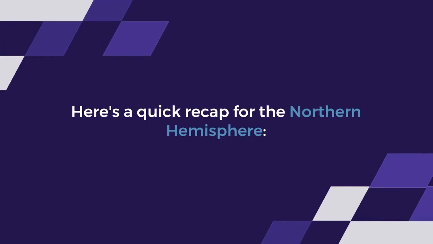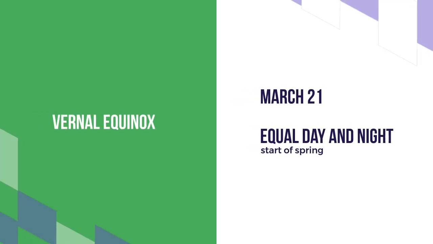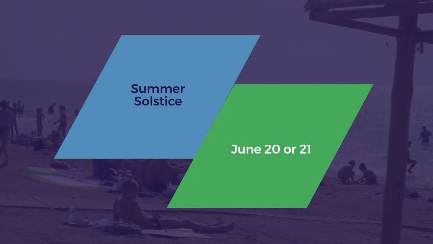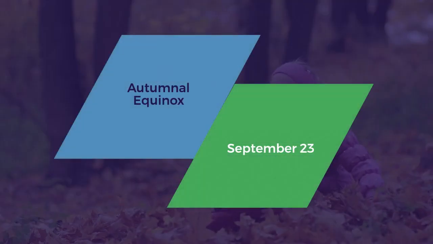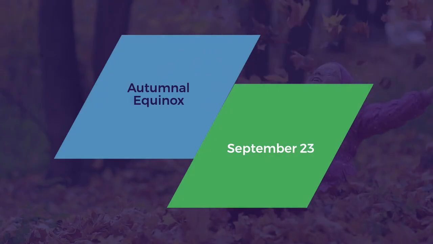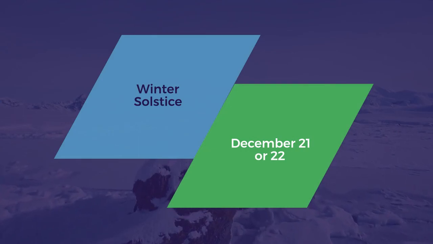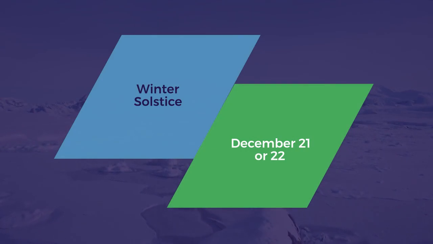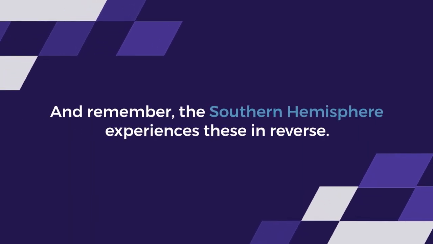So, here's a quick recap for the northern hemisphere. Vernal equinox, March 21st, equal day and night, start of spring. Summer solstice, June 20th or 21st. Longest day of the year, start of summer. Autumnal equinox, September 23rd. Equal day and night, start of autumn. Winter solstice, December 21st or 22nd. Shortest day of the year, start of winter. And remember, the southern hemisphere experiences these in reverse.